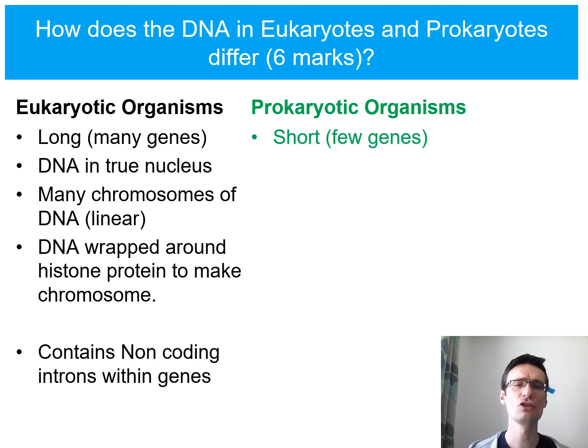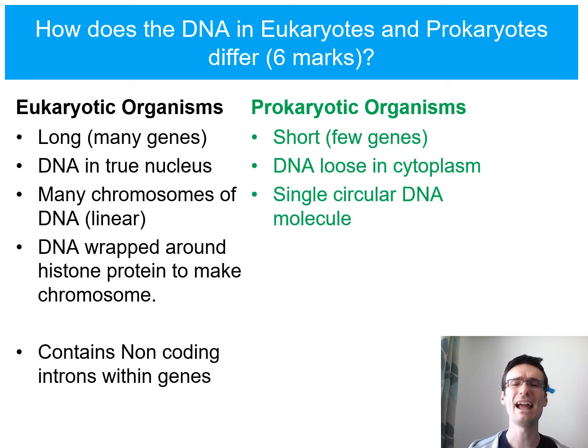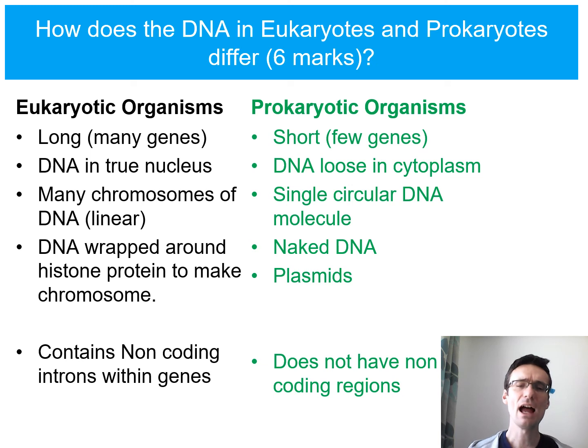There are shorter strands of DNA in prokaryotic cells because there are fewer genes. The DNA is loose in the cytoplasm. The DNA is naked, which means that it's not associated with histone protein, and it is also circular DNA, so you have plasmid molecules as opposed to the linear DNA structure and chromosomes in eukaryotic cells. And it does not have non-coding regions.